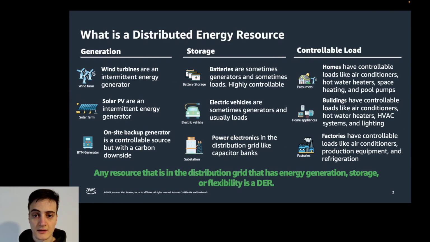So what is a DER? A DER is a distributed energy resource. It can be either small generation, so small solar panels, small wind farms, can be storage, such as batteries or even EVs, or can be a controllable load, typically behind the meter type of assets, which we all have in our homes, such as boilers, pumps, and HVACs.